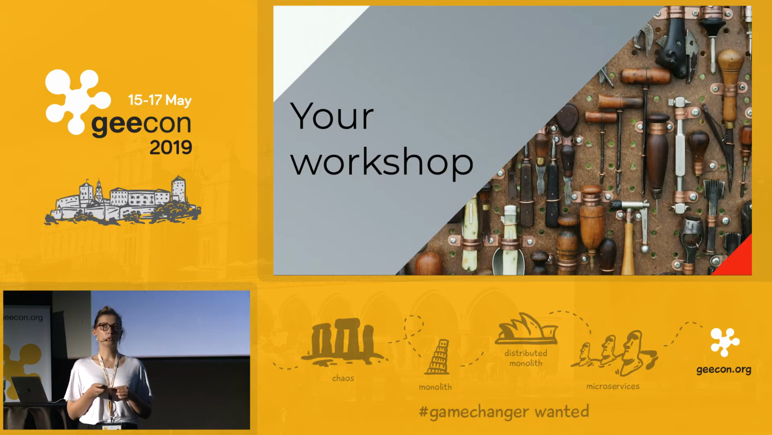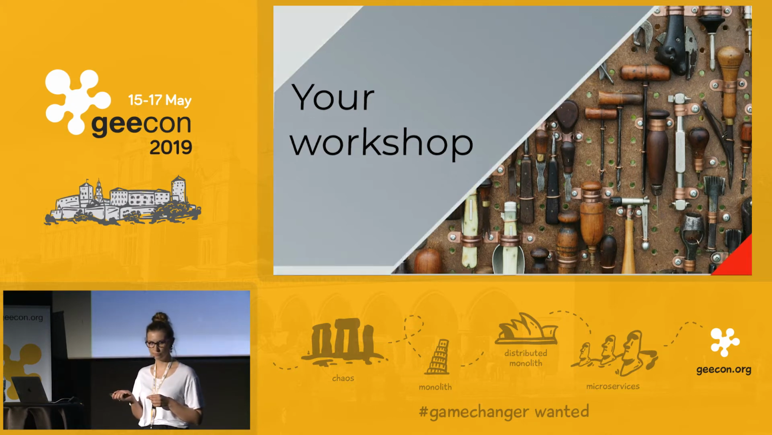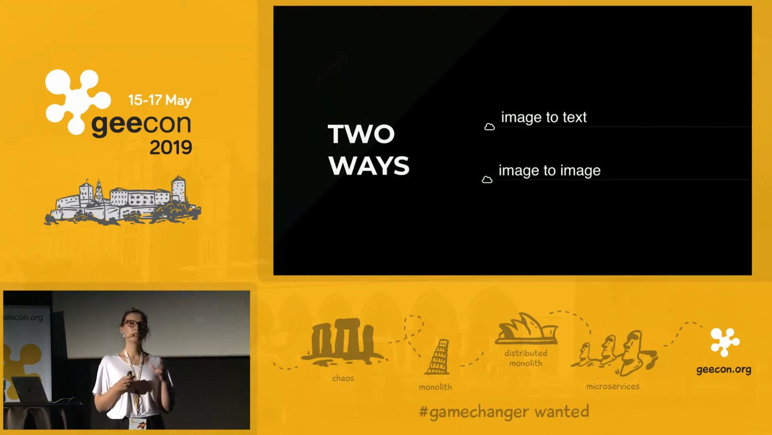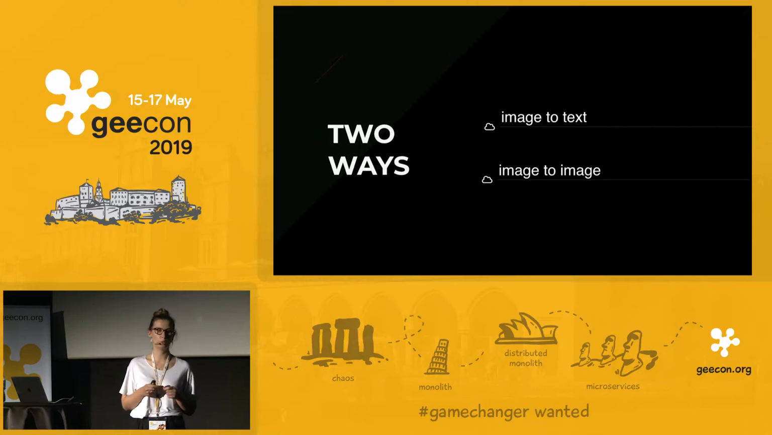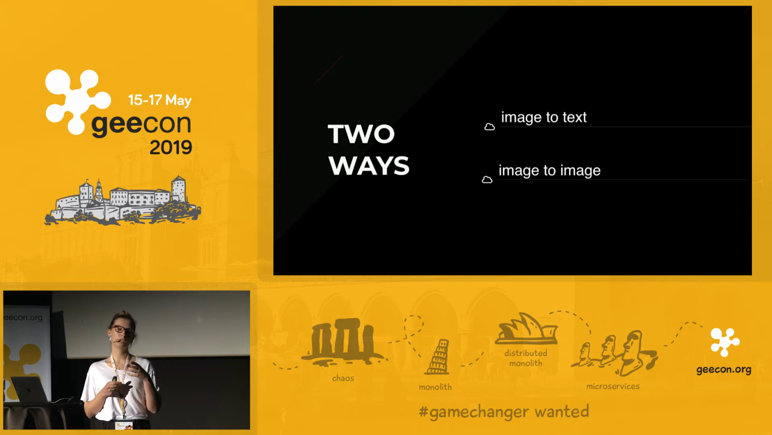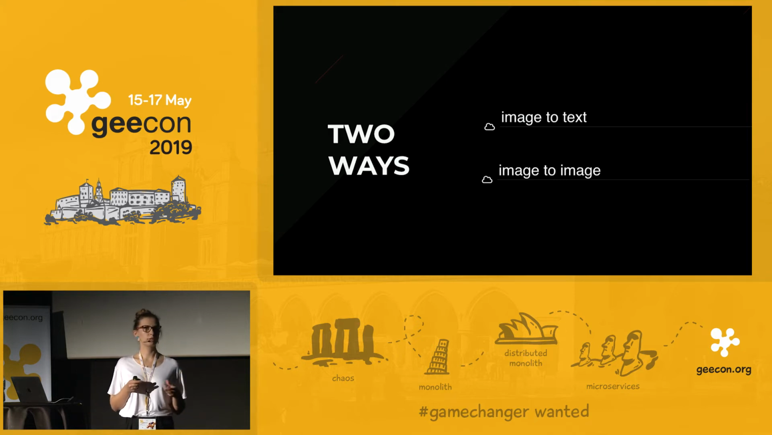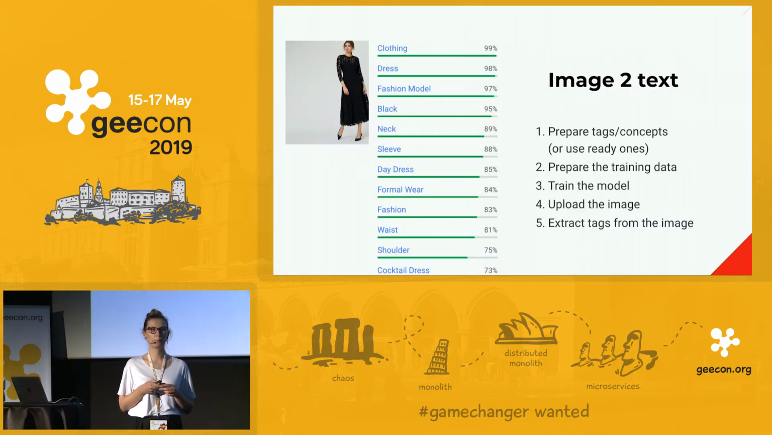Let's talk about tools and your workshop. So basically, to implement visual search, you can go 2 ways: image to text or image to image. For the end user, it's always image to image, but you can do some workarounds in the middle. And actually, the third-party tools do it as well.